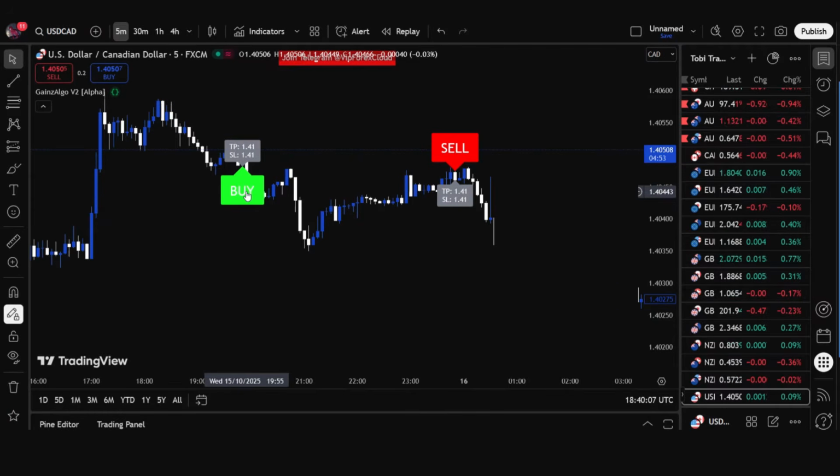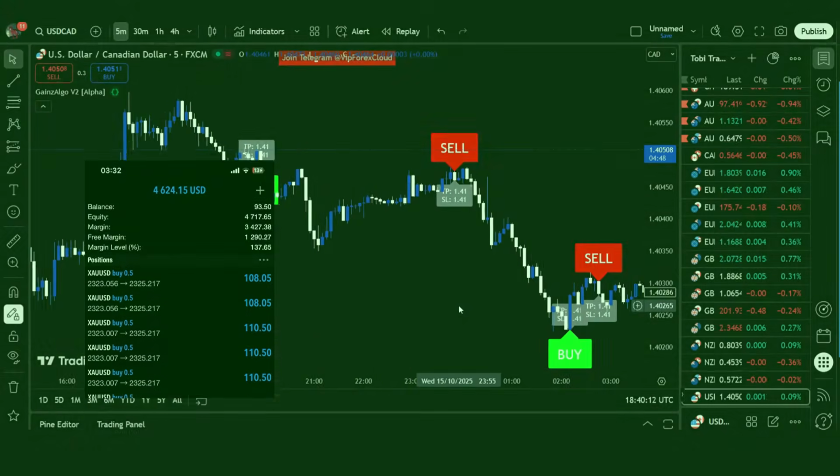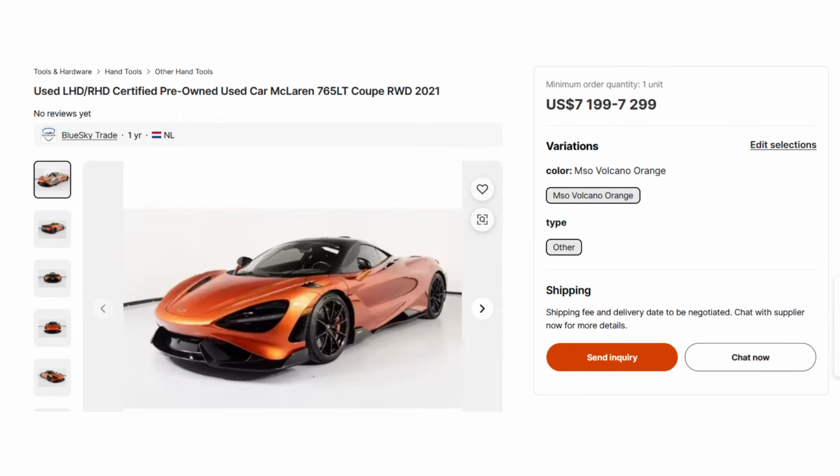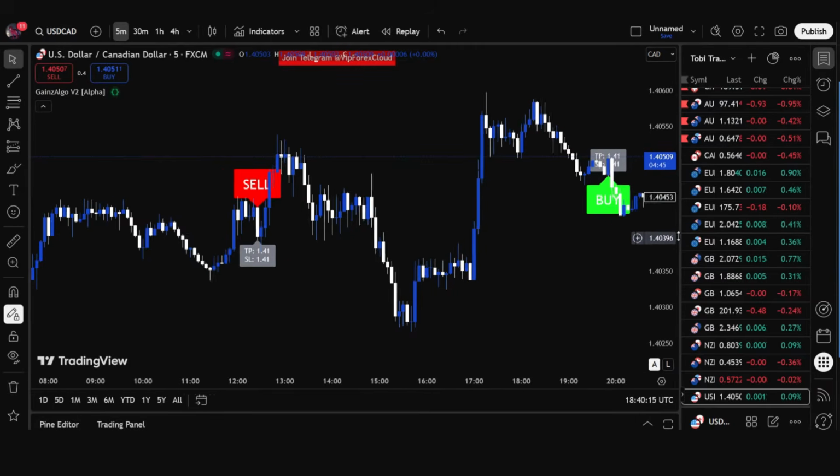The next day was more of the same. A neat little sell signal came in. I followed it and banked another tidy profit. This indicator can make you look like a genius. But hold on. Before you start looking up used McLarens, let's expose how this indicator really works.